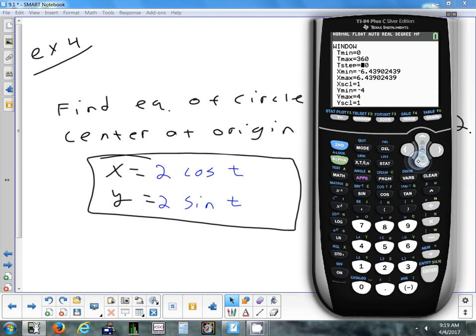So the smaller you make the t-step, the more points it's going to graph, and eventually it starts to look more and more circular. If you're going 0 to 360, keep that at 360. But if you step by tens, I think it'll still look pretty circular. You can kind of see some of the edges look a little straight, but it's not bad.